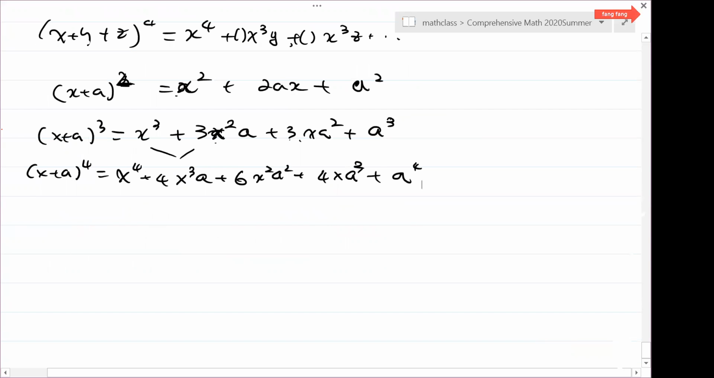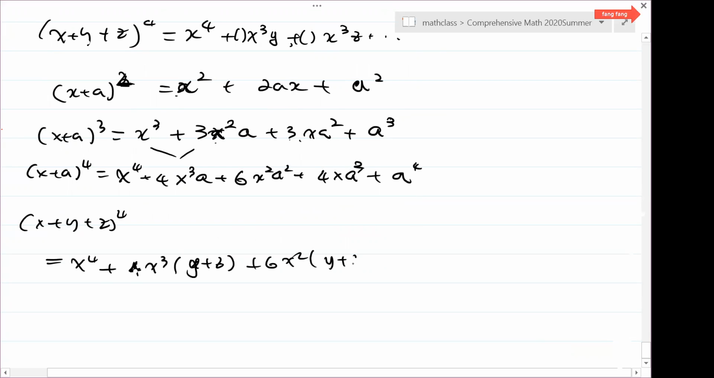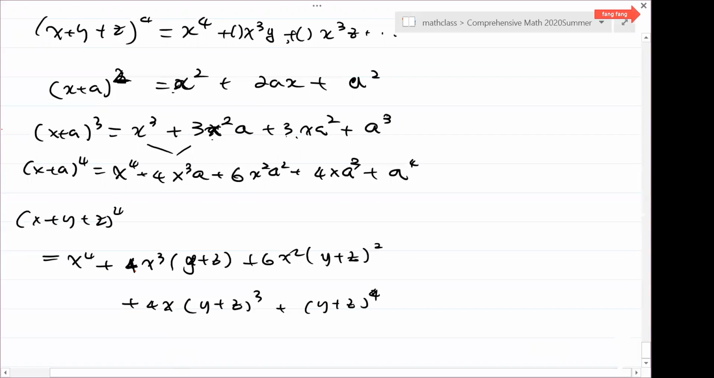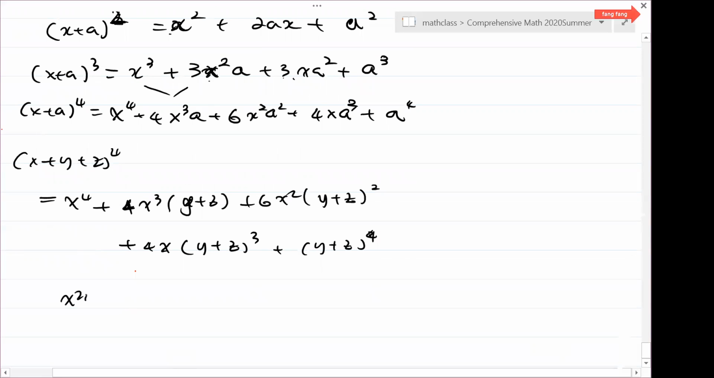Once I get that, I replace a by y plus z. So then I get x to the fourth power, plus 4x cubed times y plus z, and here 6x squared times y plus z squared, then here 4x times y plus z cubed, and y plus z to the fourth power. So if you want to determine the coefficient of x squared y z, you can quickly see where it's from, and you don't need to multiply them out. It definitely does not come from here, here, or here. So you only need to look at this term.